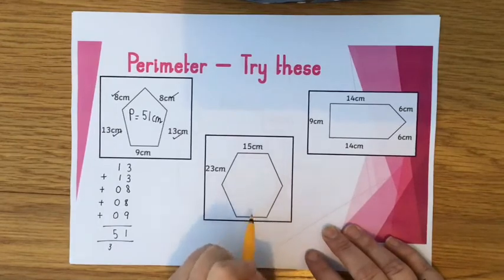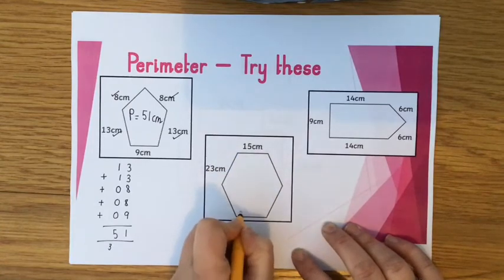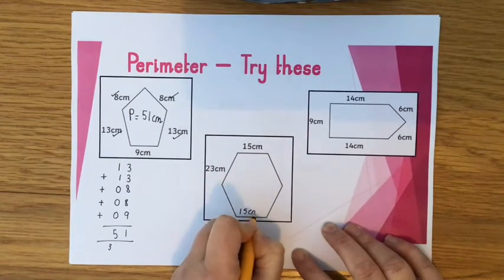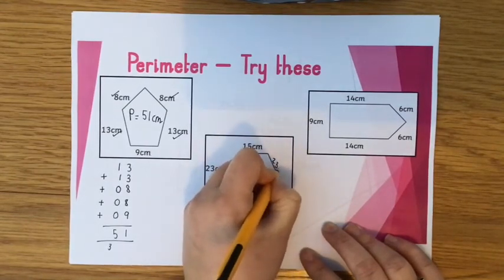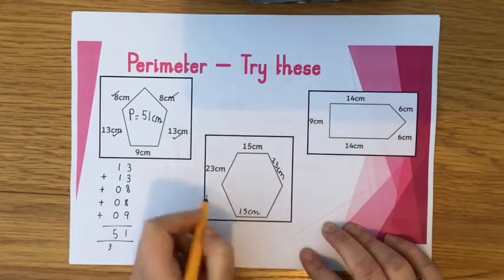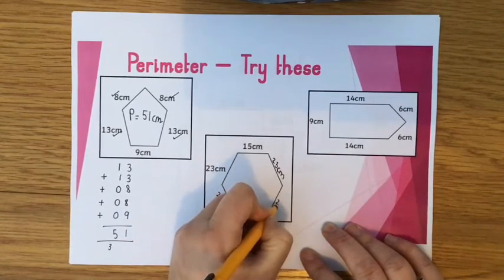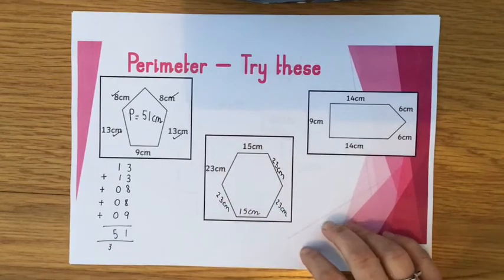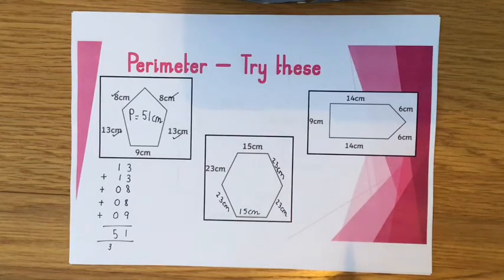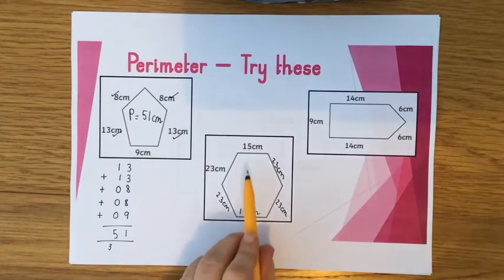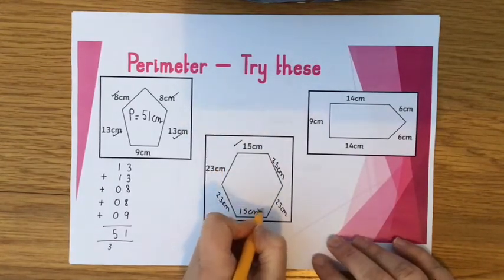Okay, do you remember what I said about opposite sides being the same? If this length here is 15, the opposite side down here is also going to be 15. And if this side's 23, this side is going to be 23. And so are these sides here. Okay, right. Parts of this I can do mentally. So I know from my knowledge of doubles that 15 plus 15 is 30. So that I can tick them off now.